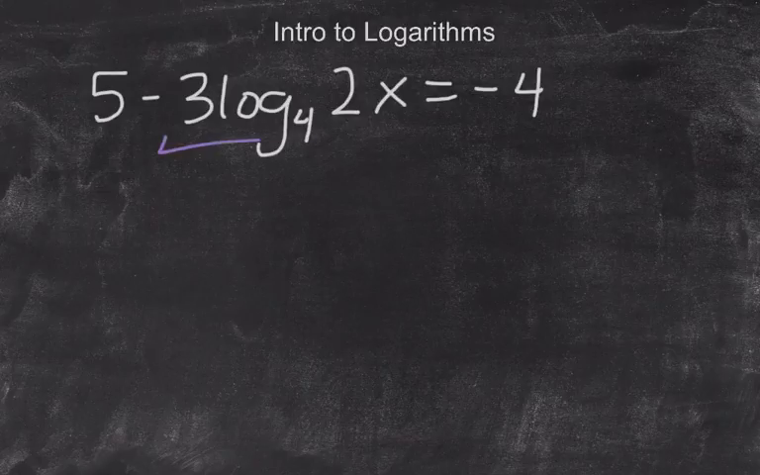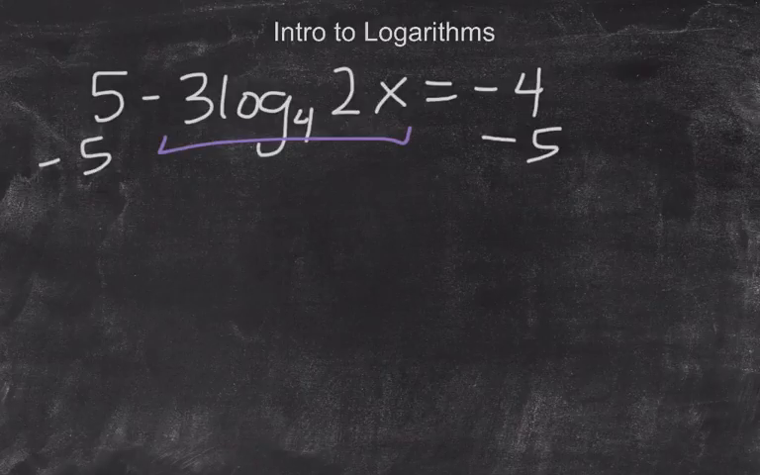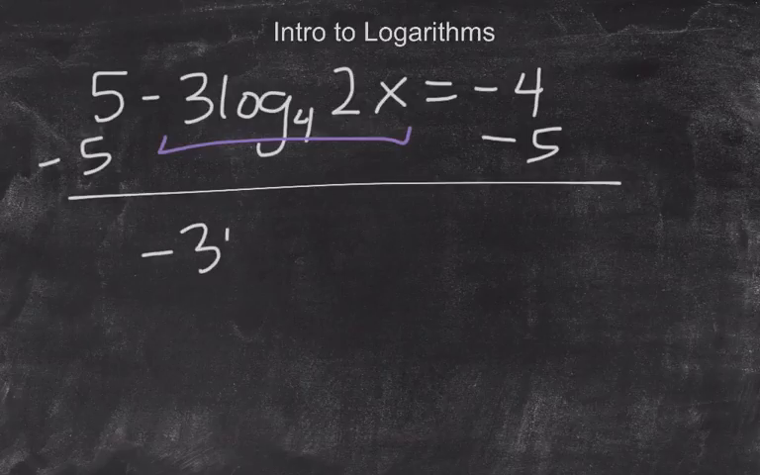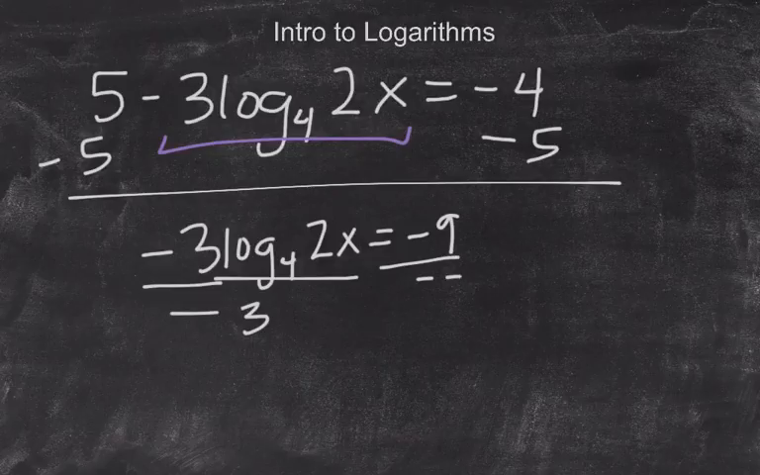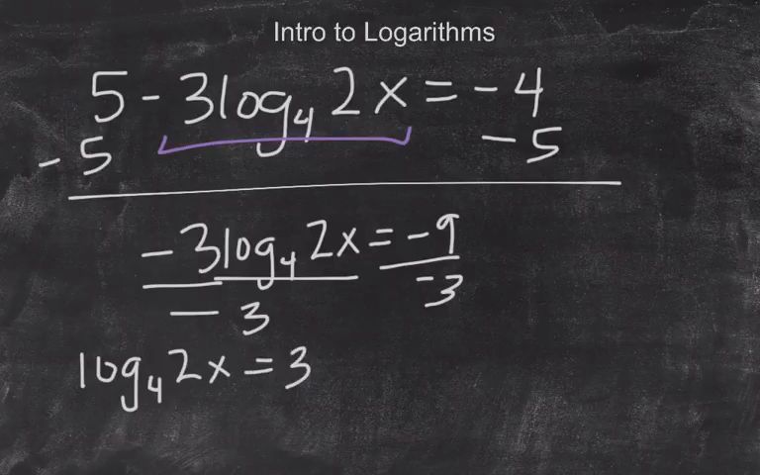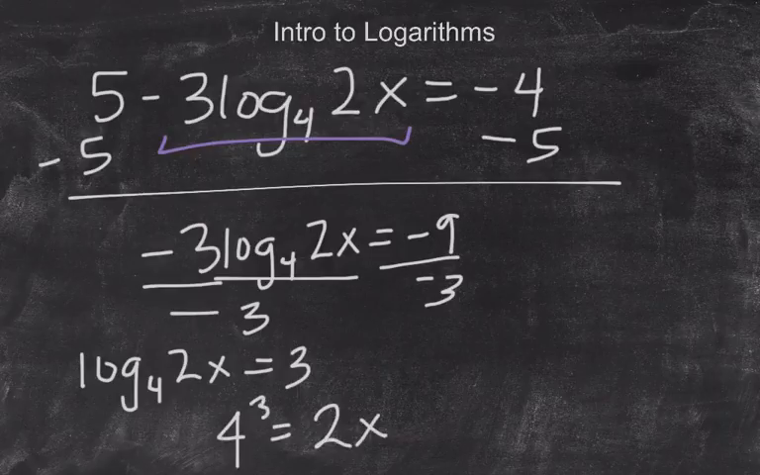So as always, I'm going to try to isolate the term that has the x in it. So I'll subtract 5 from both sides. And I've got negative 3 log base 4 of 2x equals negative 9. Divide by negative 3 on both sides. So log base 4 of 2x equals positive 3. And now my equation is asking the question, 4 to the power of 3 equals 2x. What is the value of x?